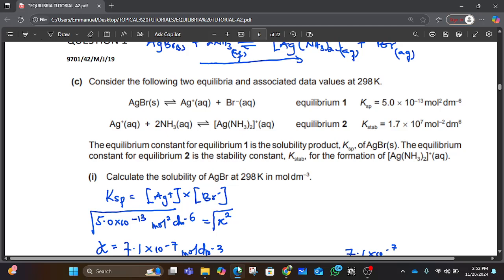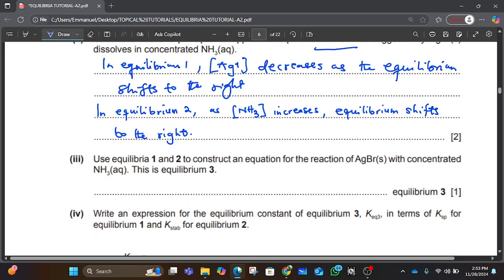And as that happens, the AgBr is going to dissolve, and then the equilibrium is going to shift to the right. So it means in equilibrium 2, as the concentration of ammonia increases, the equilibrium shifts to the right, and this also helps dissolve the AgBr solid.